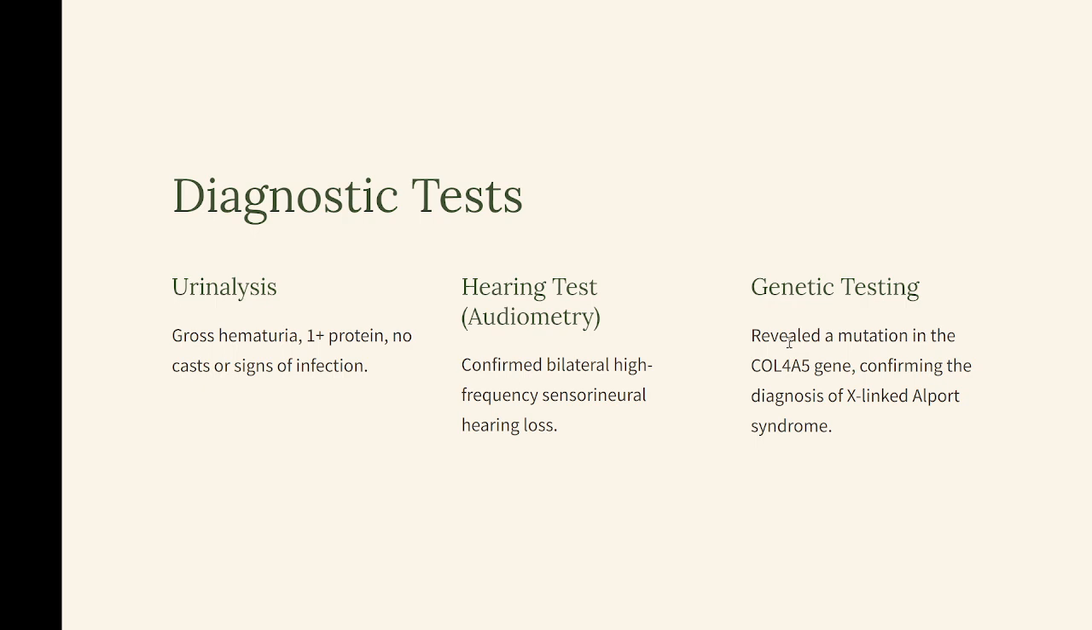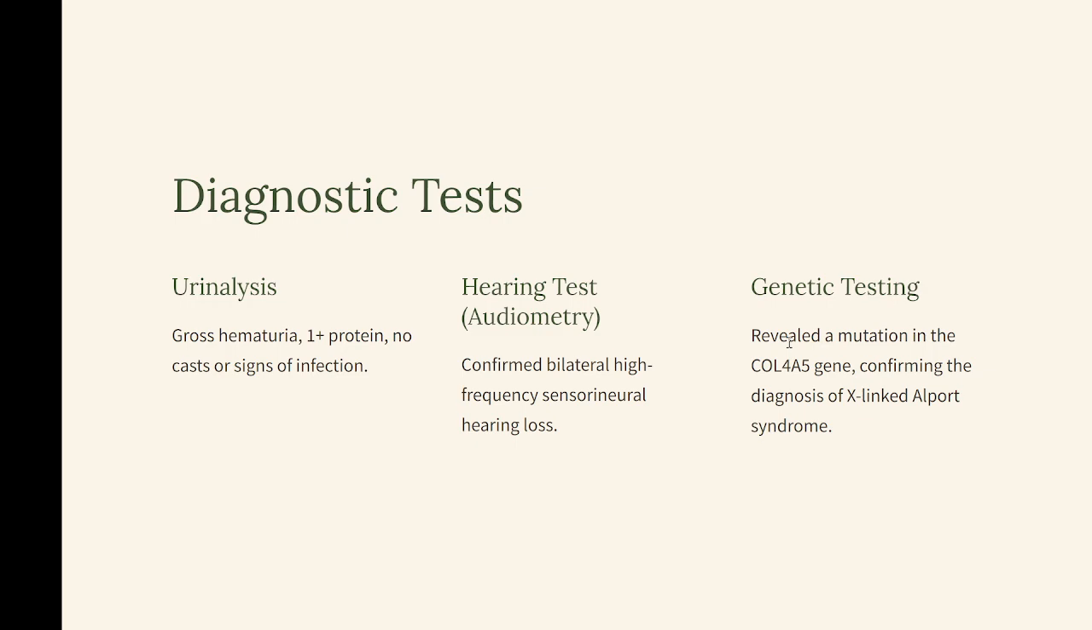Diagnostic tests: urinalysis, gross hematuria, 1+ protein, no casts or signs of infection. Renal function, within normal limits. Hearing test, audiometry, confirmed bilateral high-frequency sensorineural hearing loss. Ophthalmologic examination, normal fundoscopy, no lens abnormalities. Kidney ultrasound, normal-sized kidneys with no structural abnormalities. Genetic testing revealed a mutation in the COL4A5 gene, confirming the diagnosis of X-linked Alport syndrome.